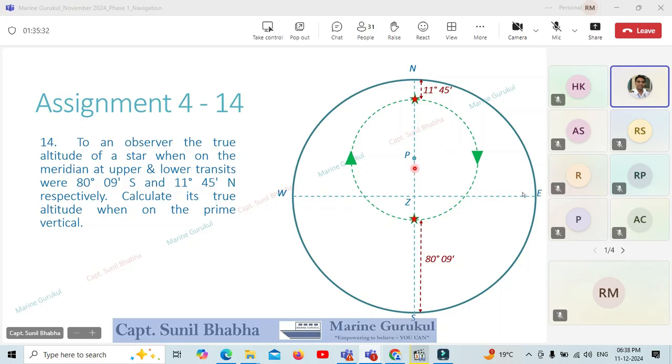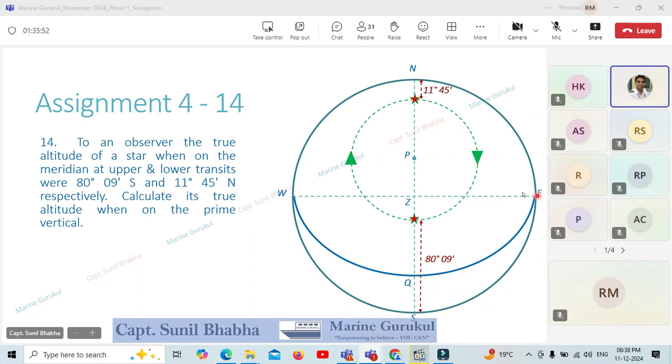Now, once we have the pole, we can also show the equinoctial in the diagram. The equinoctial will be 90 degrees away from the pole. This is where the Q point would be. And it always passes from east and west points. So WQE is the equinoctial.